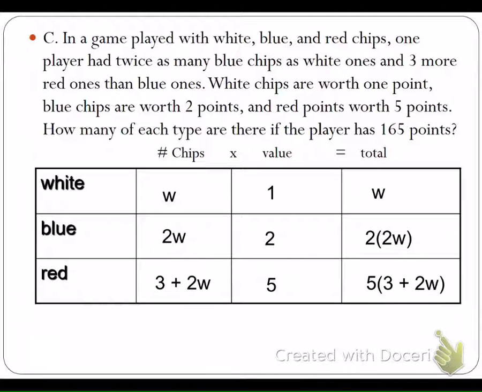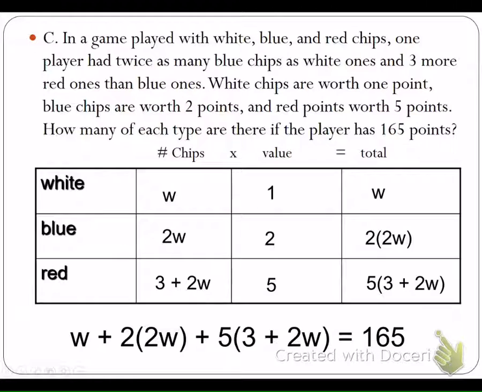The total for red would be 3 times 2W plus 3. Honestly, I would just do 2W plus 3. I don't know. It just makes more sense to me. But remember, addition is commutative, so that doesn't really matter. And when I add all 3 of these, 165. All right, I'm going to pause here so you can catch up.